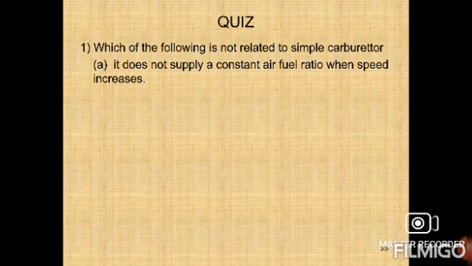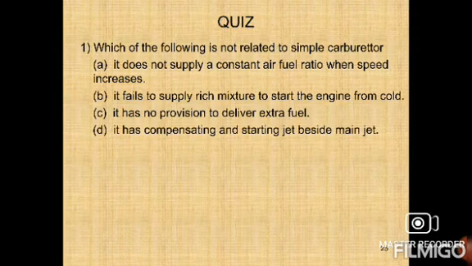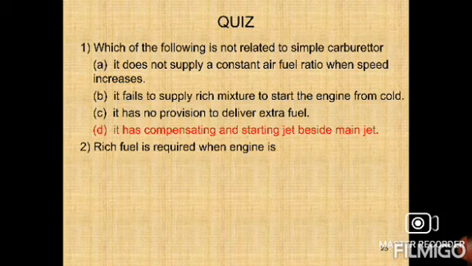That is our class. In this class we have a small number of doubts and quiz questions. Which of the following is not related to the simple carburetor? Does not supply constant air fuel ratio as speed increases; fails to supply rich mixture to start the engine from cold; has no provision for delivery of extra fuel; has compensating and starting jet besides the main jet. The answer is: it has compensating and starting jet besides the main jet.